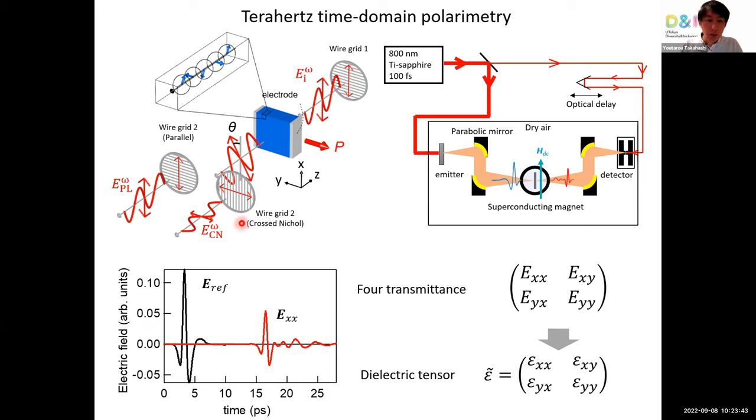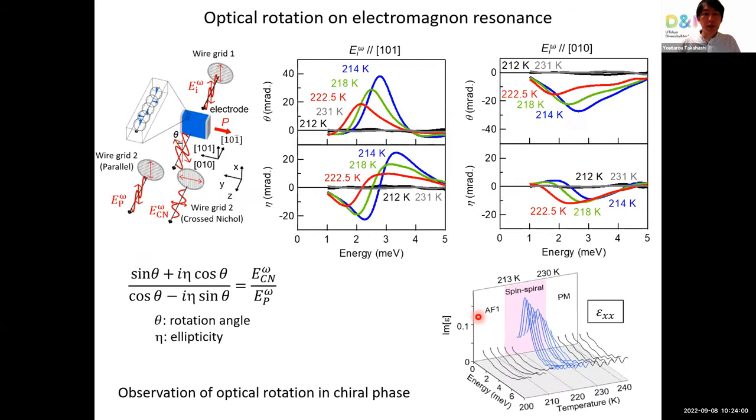And by using this polarimetry, we can deduce the 2x2 dielectric tensor without using the Kramers-Kronig transformation. This is very important for our study. This is optical data. So this is theta. Theta is the rotation angle after the sample, and eta is the ellipticity. These quantities can be calculated directly from the terahertz waveform.